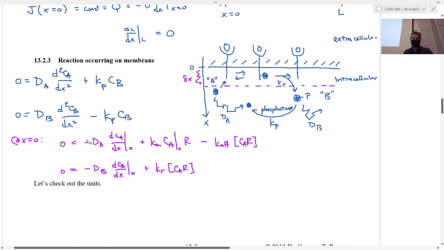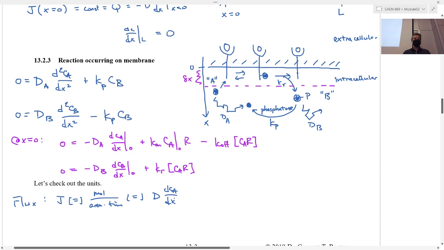So I said this is a flux here. The first term in both equations is a flux. Do these other terms have the same units as the flux? So let's check out the units. Okay, so flux, that would be the first term in both equations. Flux denoted by J has units of moles per area times time, which should have the same units as your diffusivity times dCA dx.